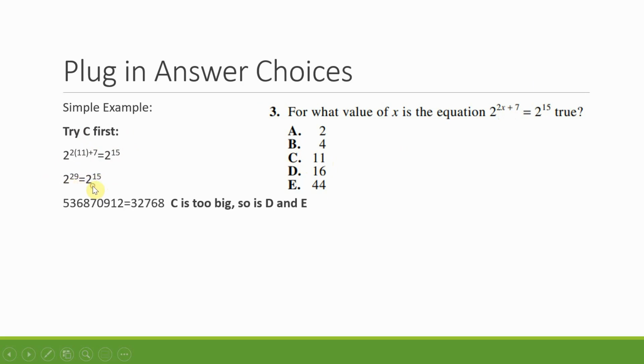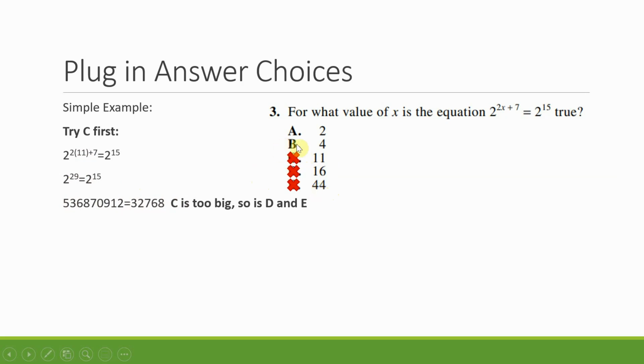And if you don't recognize that, put those in your calculator, and you'll realize right off, this gigantic number does not equal this littler number. So 11 did not work. Not only that, but this side where I put the 11, it's way too big. So if C is too big, then D and E are definitely too big. So by starting in the middle, I just got rid of 3 answer choices right off the bat.